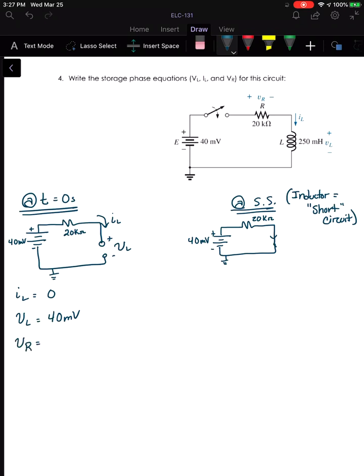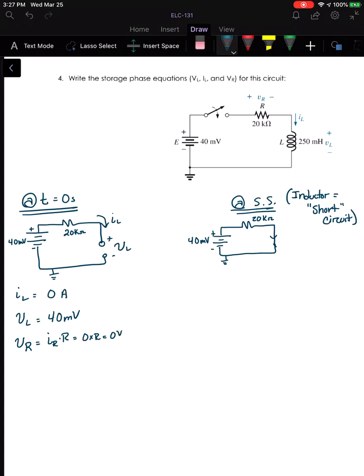And then the voltage drop across the resistor is going to be IR times R, and in this case IR and IL are the same thing. And if IL is 0, then the voltage across the resistor must be 0 as well.